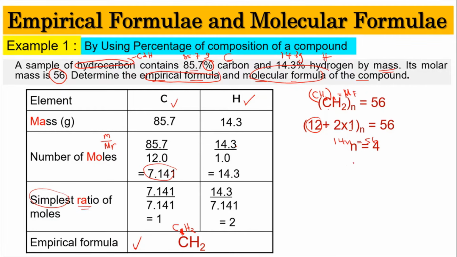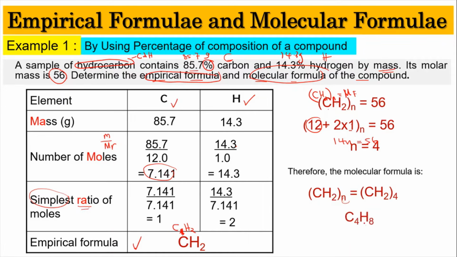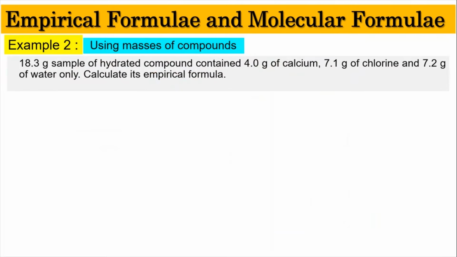Okay, and now we can substitute n equal to 4 into this empirical formula. So we have (CH2)n, where our n is 4, and hence we can get the molecular formula to be C4H8. Okay, and this is how you find the empirical formula and the molecular formula by using percentage of composition of a compound. Now we're going to look into the next situation, which is using masses of a compound.